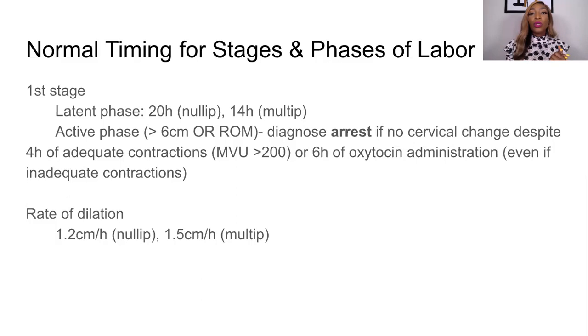And so you diagnose an arrest of the active stage of labor if there's no cervical change after 6 centimeters or rupture of membranes despite 4 hours of adequate contractions. And we diagnose adequate contractions with an intrauterine catheter. So you have to know the pressure inside the uterus.